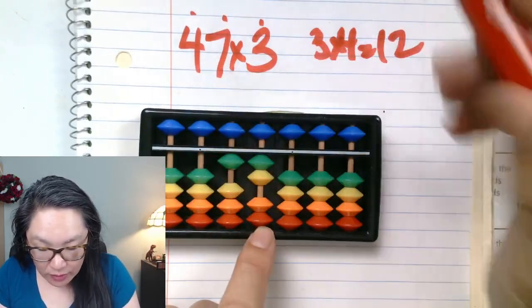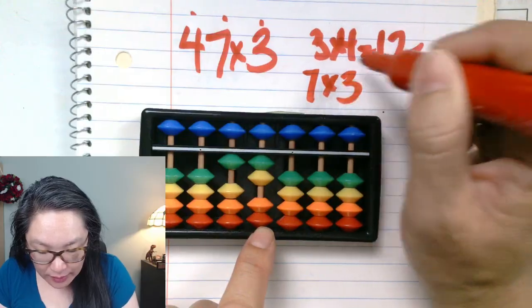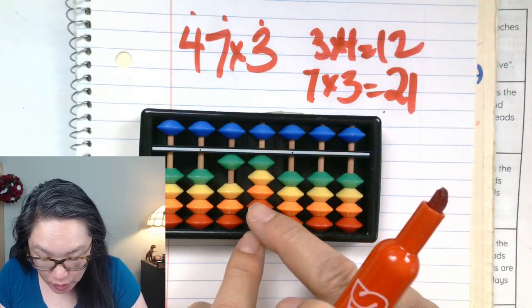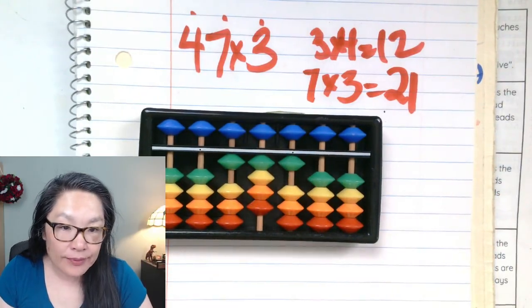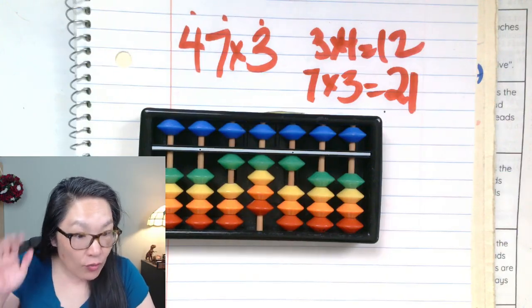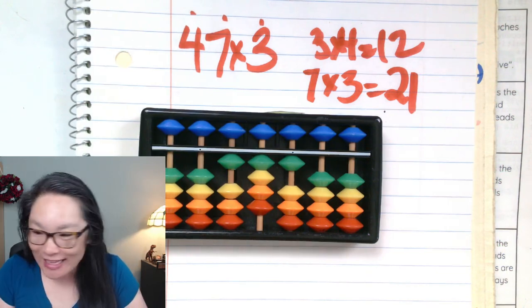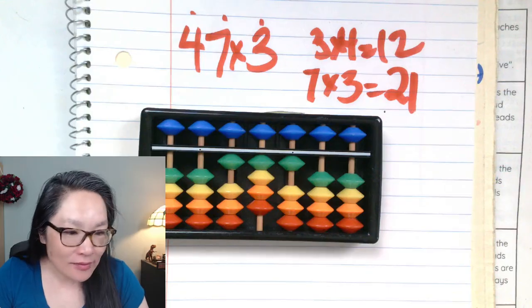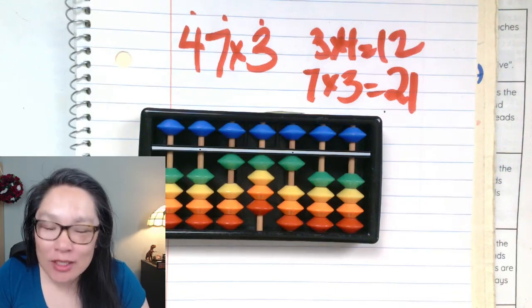So now my final one is 7 times 3, right? 7 times 3 is 21. All I got to do is add my 2 and add 1. That's it. So my final answer is, what's my final answer? Okay, Raphael, let me know. Do you know how to read the abacus? What is my final answer? I'll wait. What's my final answer?